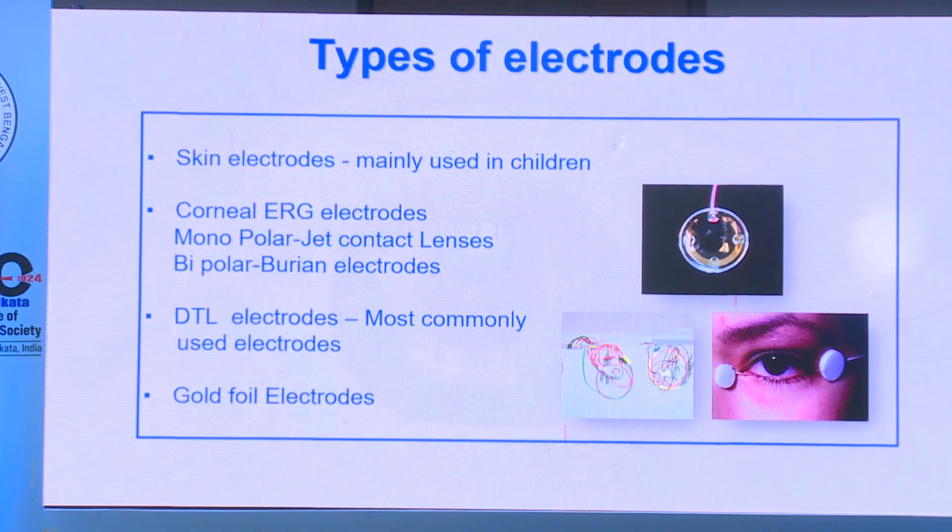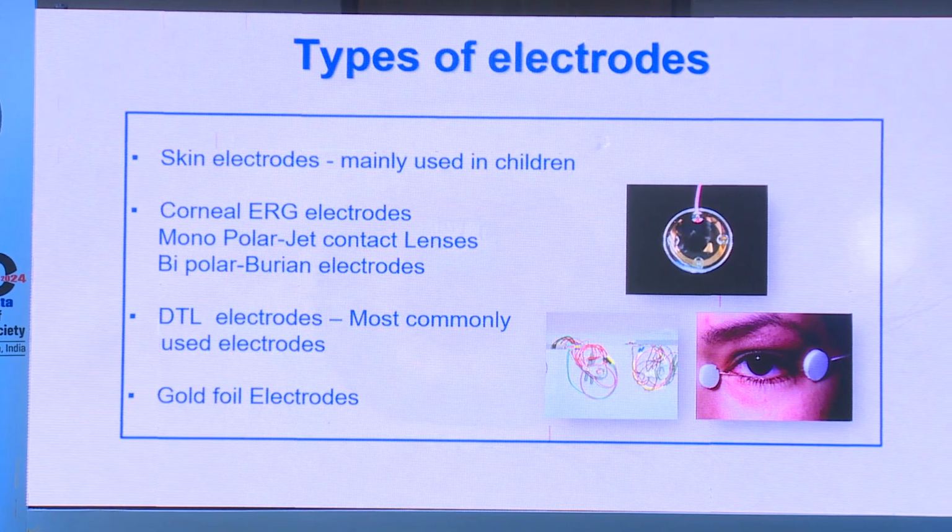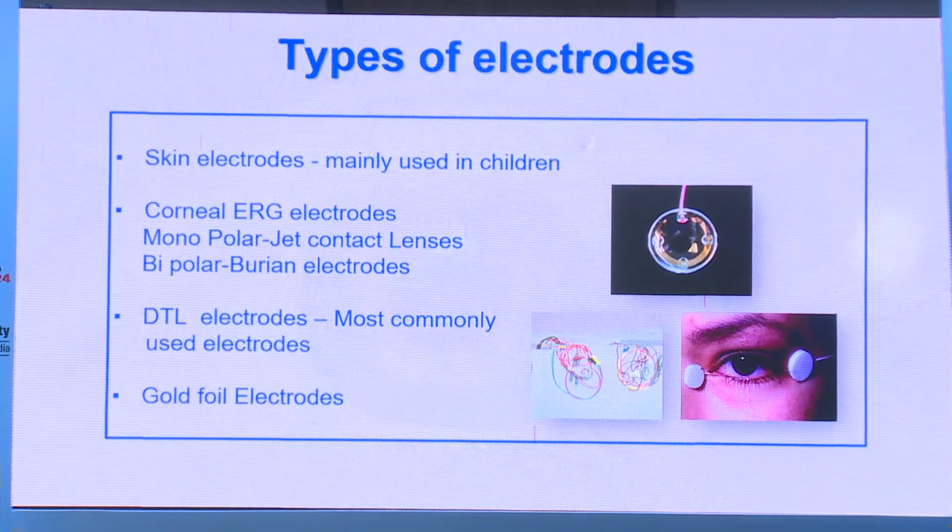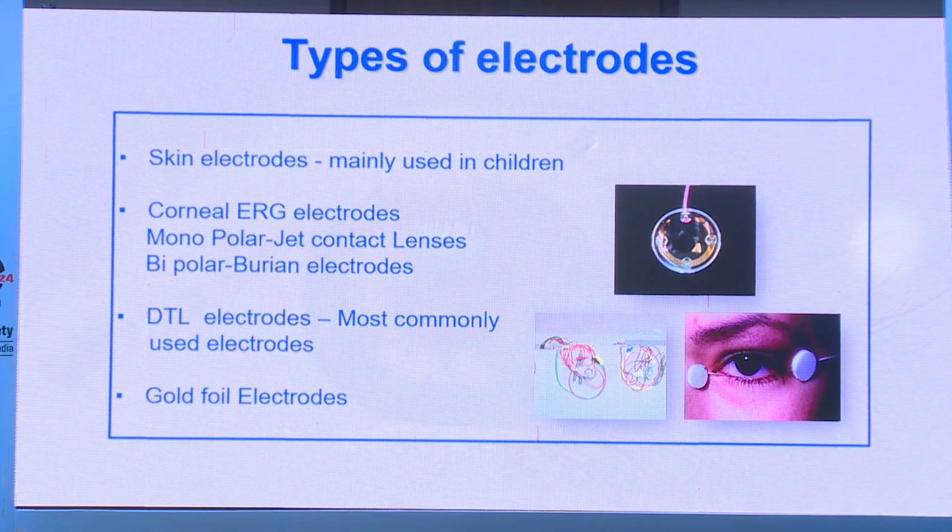Now, the different types of electrodes are skin electrodes, which are mainly used in children, corneal ERG electrodes, monopolar, those are the jet contact lens electrodes, and the bipolar, that is the Burian electrodes. Then we have the DTL electrodes. This is one of the most commonly used electrodes in the ERG. Finally, the gold foil electrodes. We'll be discussing this at a later stage.